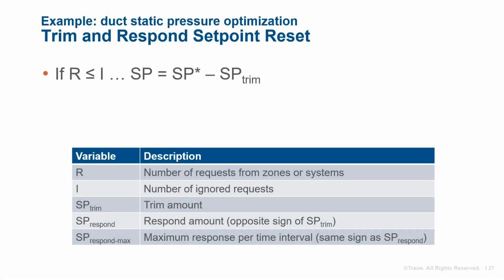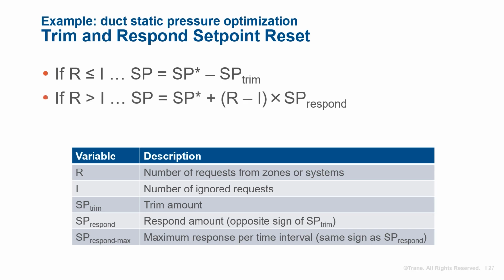Feedback from the VAV controllers is evaluated by the request rules to determine how many requests are generated. Each zone's importance multiplier is then applied to its requests, and a sum total of system requests is generated. If the number of system requests is less than or equal to the number of ignores, the loop will trim by subtracting the trim amount.